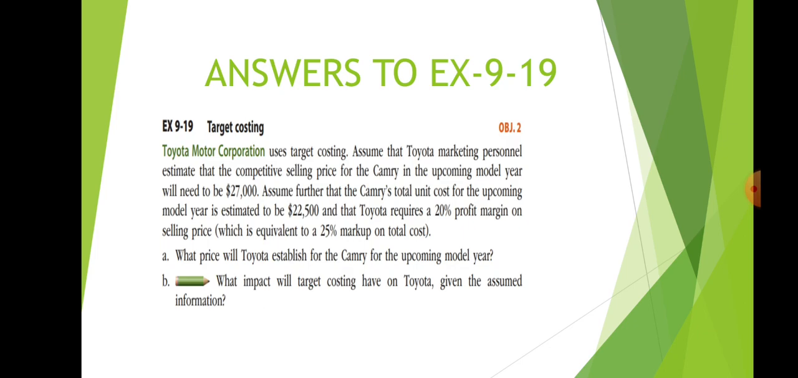Toyota Motors Corporation uses target costing. Assume that Toyota marketing personnel estimated that the competitive selling price for the Camry in the upcoming model year will need to be $27,000. Assume further that the Camry's total unit cost for the upcoming model year is estimated to be $22,500 and that Toyota requires a 20% profit margin on the selling price, which is equivalent to a 25% markup price on the total cost.